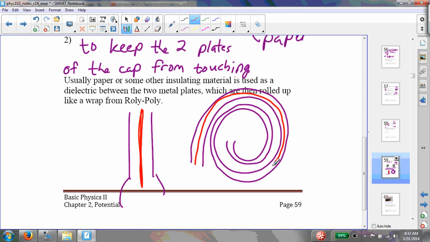Oh, this is like one of those wacky things. And then you can have an additional sheet of paper to keep those plates from touching. Ooh, you're getting very sleepy.